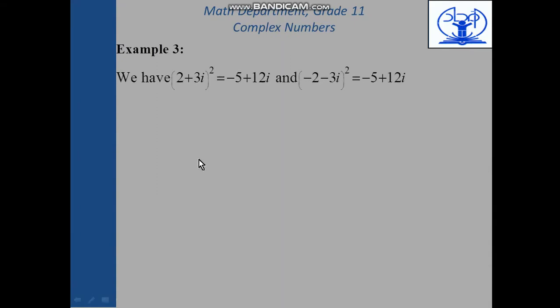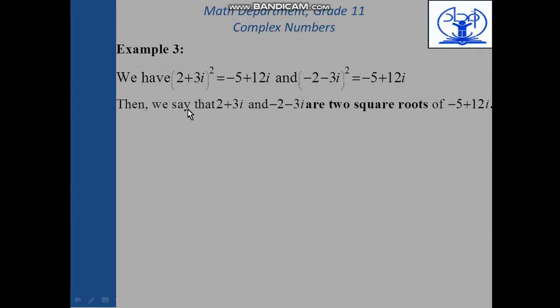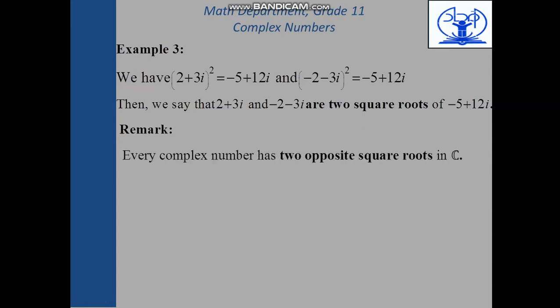So the square roots of a complex number are two opposite complex numbers. Example 3: we have (2 plus 3i) squared equals minus 5 plus 12i. You can try that on the calculator. (Minus 2 minus 3i) squared equals minus 5 plus 12i. Then we say that 2 plus 3i and minus 2 minus 3i are two square roots of this complex number. Remark: every complex number has two opposite square roots in C, and we see that in the previous examples.